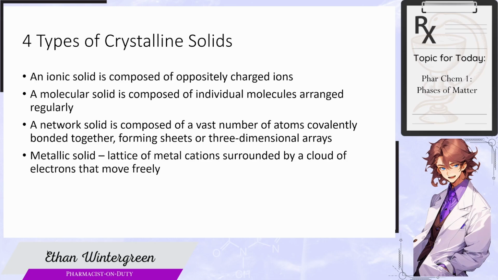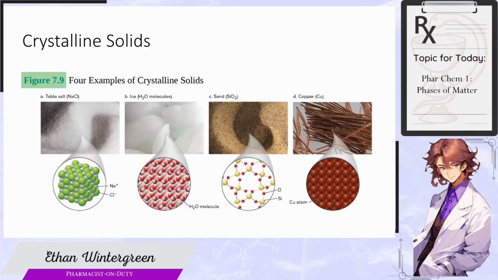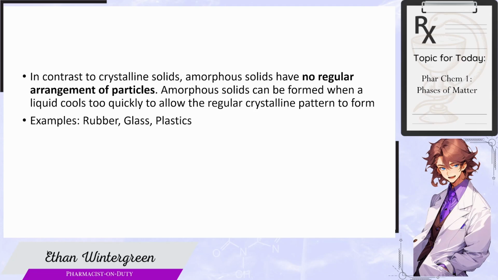And for a metallic solid, it is a lattice of metal cations surrounded by a cloud of electrons that move freely, hence giving it a very conductive nature. So this is the nature of our crystalline solids. In contrast to crystalline solids, amorphous solids have no regular arrangement of particles, meaning they have no repeating pattern, and these are usually formed when liquid cools too quickly to allow regular crystalline patterns to form. Examples of this are your rubber, glass, and your plastics, although most of our plastics are actually polymeric in nature.